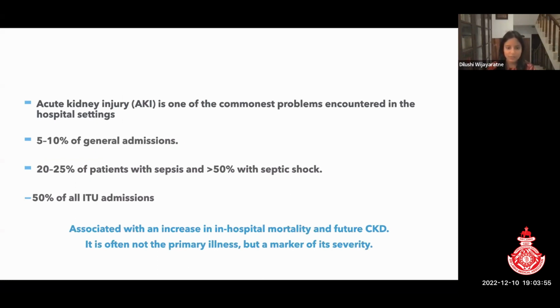Now, acute kidney injury is associated with an increase in in-hospital mortality and future CKD. It is very common, but often it's not the primary illness when patients get admitted, but rather it is a marker of the severity of whatever primary illness brought them to hospital. So, for example, if they have had a pneumonia, they can get AKI as a consequence of the pneumonia rather than because of a primary kidney problem. And the more severe the pneumonia is, the more likely severe the AKI would be in that particular patient.